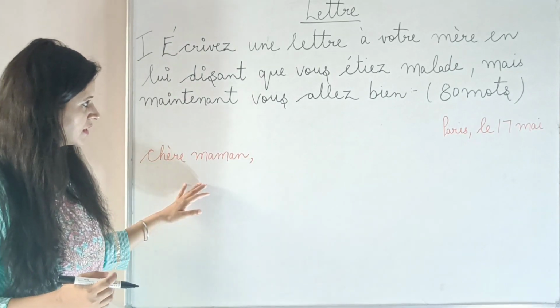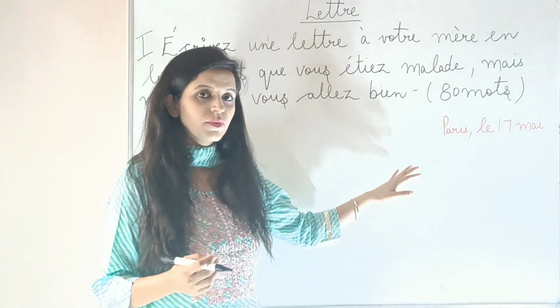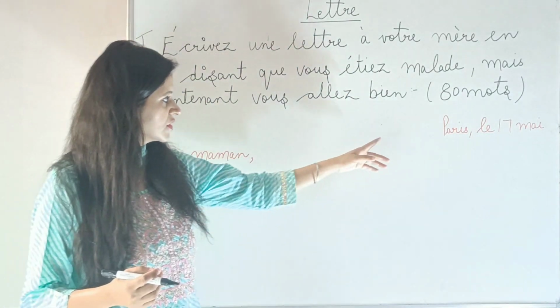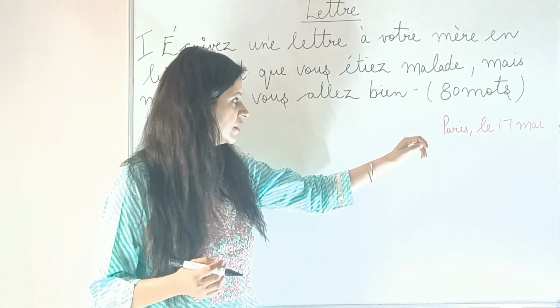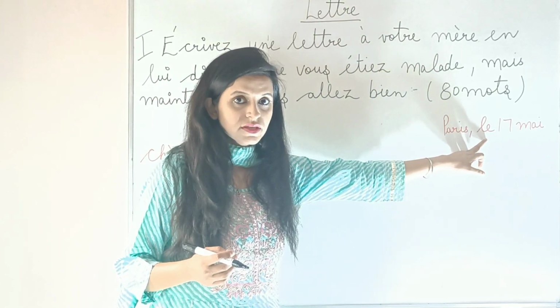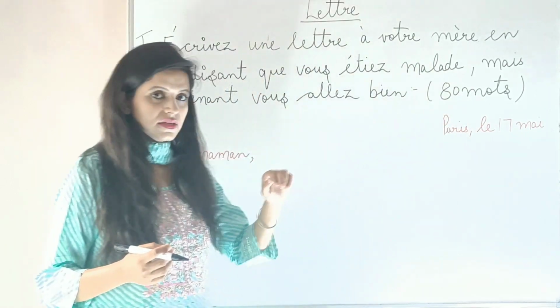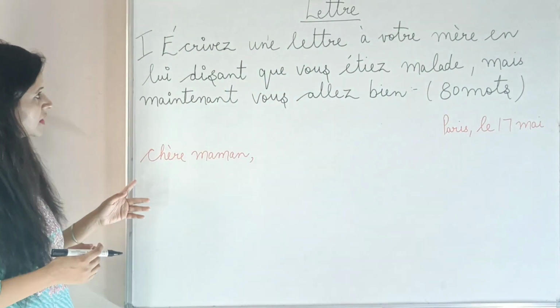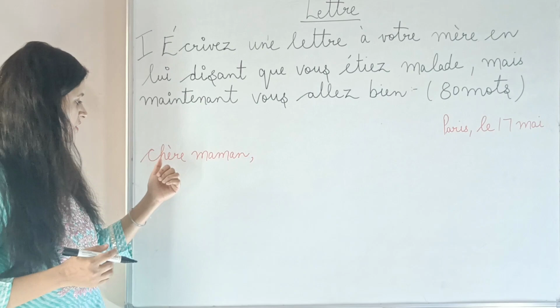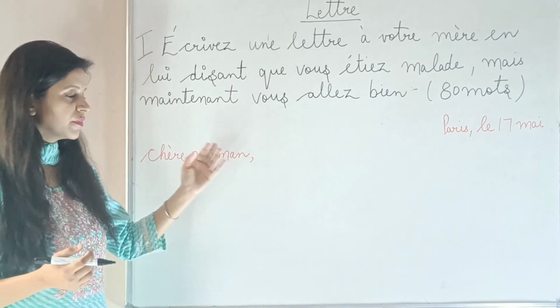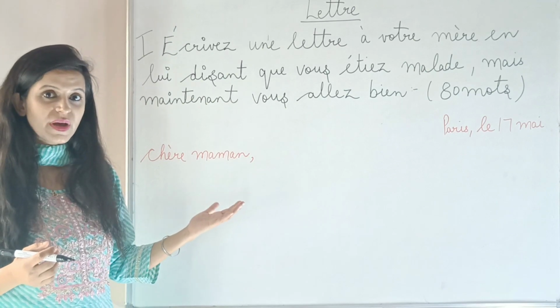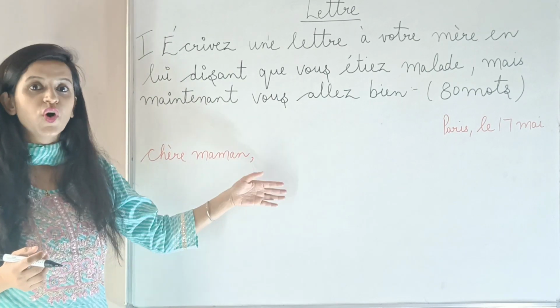So this is the format that I've already written. You can also write, the format remains the same. On the right side, we write the name of the city. You can take any city. I've taken Paris. Then the date, written with definite article, okay. So on the left side, I'm writing the letter to mother. So I've written cher maman. We don't write mère, that is mother. But when you're addressing the mother, it becomes dear mom.